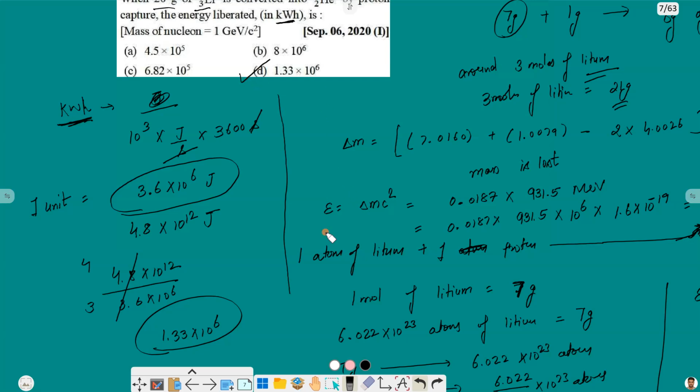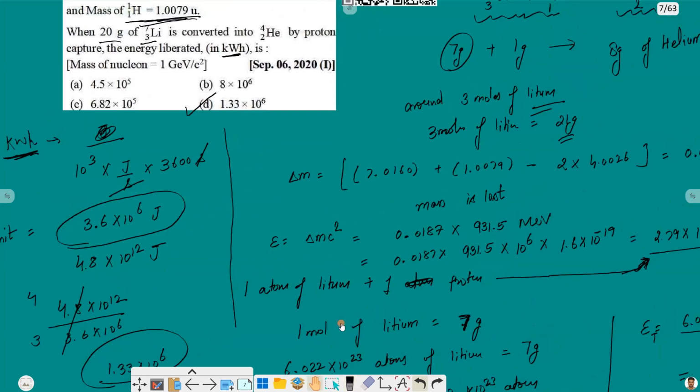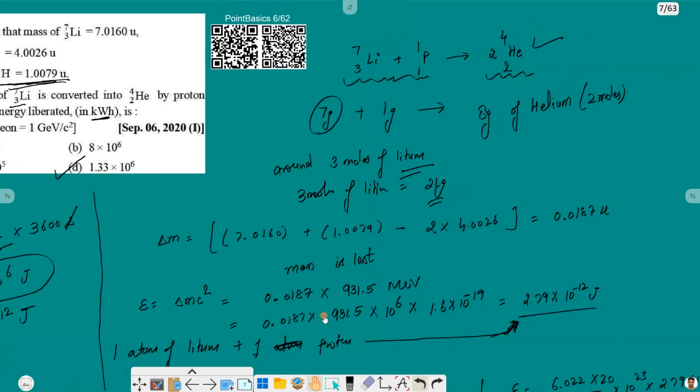Let me revise the question again, because in the starting we might have confused you regarding the discussion of the moles concept. Initially we have lithium, proton, and helium, and we know 1 mole of lithium is 7 gram, 1 mole of proton is basically 1 gram, and 1 mole of helium is 4 grams. So 1 mole of lithium plus 1 mole of proton is producing 2 moles of helium here. And as per the question, we have to find out the energy liberated in kilowatt hours when we consume 21 grams of lithium in the reaction.